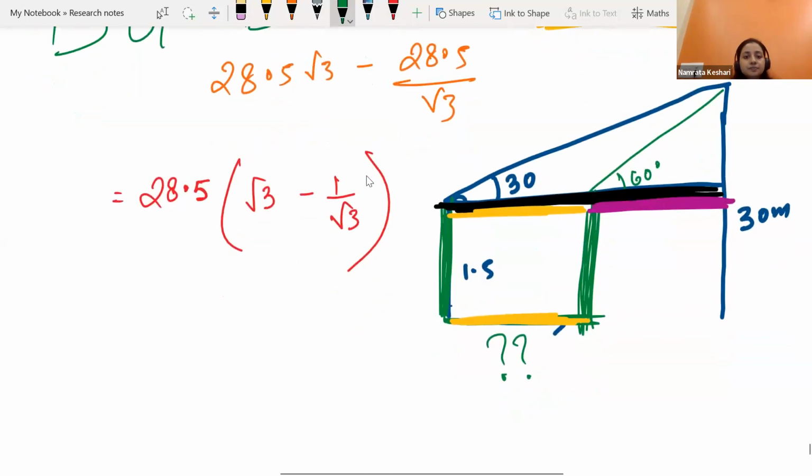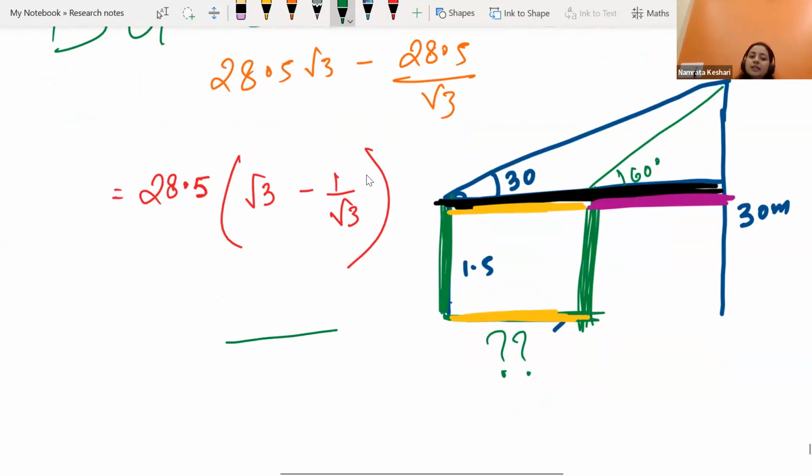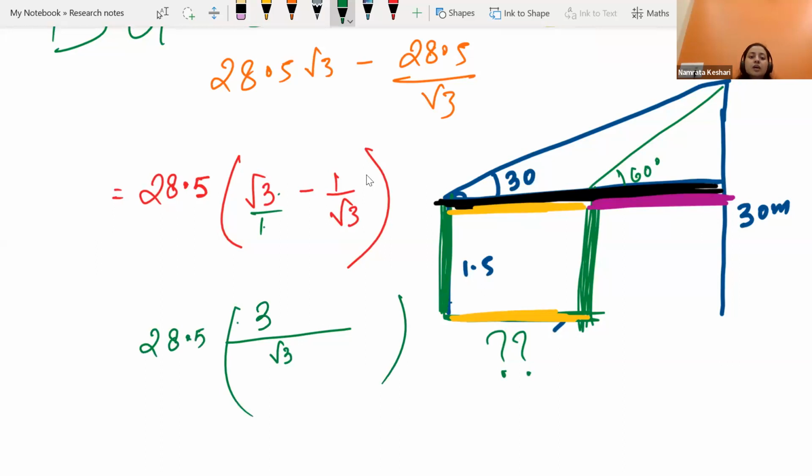Okay. Here the LCM will be root 3. We have here the denominator as 1. So 1 times root 3 is root 3. So the same root 3 we need to multiply in the numerator. What will be there in the numerator? Who will say? 3. Just 3. Okay. Minus 1. Yes or no?